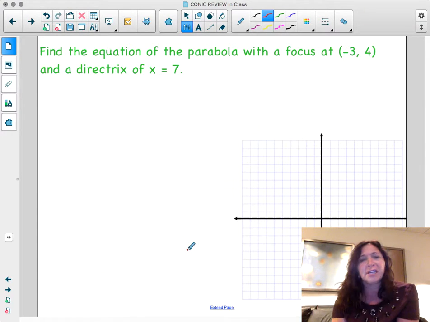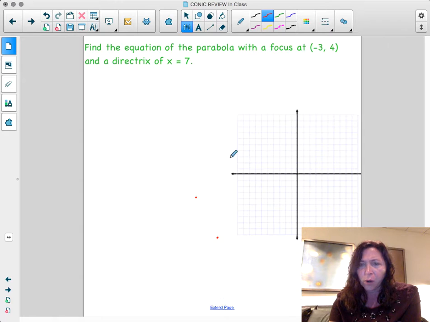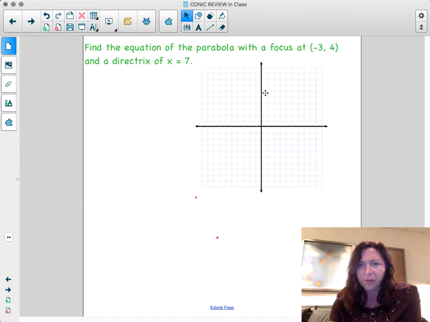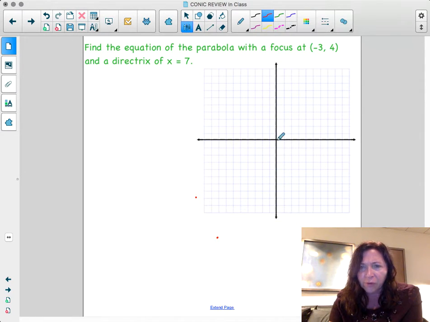The next question says, find the equation of the parabola that has a focus at (-3, 4). Okay, so let's see. Let's bring this up a little bit. I have a focus point at (-3, 4), so graph that. So over 3 and up 4. So there's the focus point. I put an F there. That's (-3, 4), this being 4.